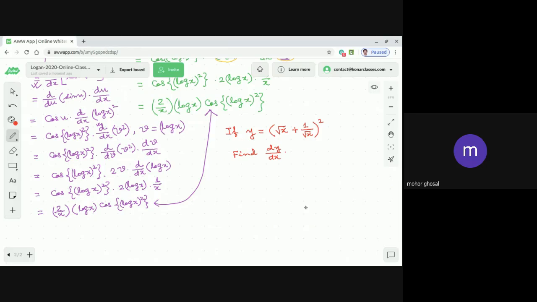All of you? Srijita, Disha, Sagnik, Gurman, Vivansu? Yes, sir. So if y is equal to square root of x plus 1 by square root of x whole square, find the value of dy/dx. Please try for a couple of minutes. Then we'll resume discussion on that.